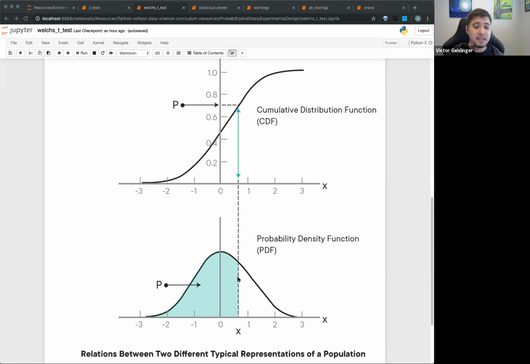Okay, I see kind of a head shake. Any questions you guys want to clarify? So sorry, you're saying that the 0.7 is the p-value for the CDF, which is also equal to the area under the curve.